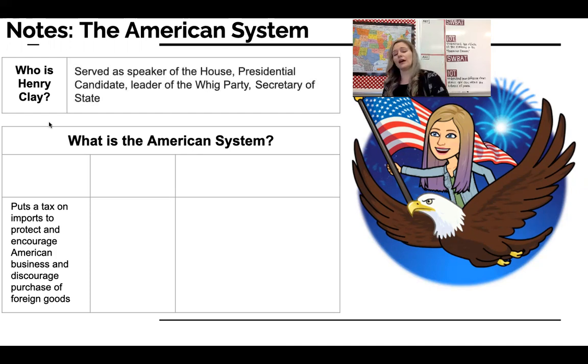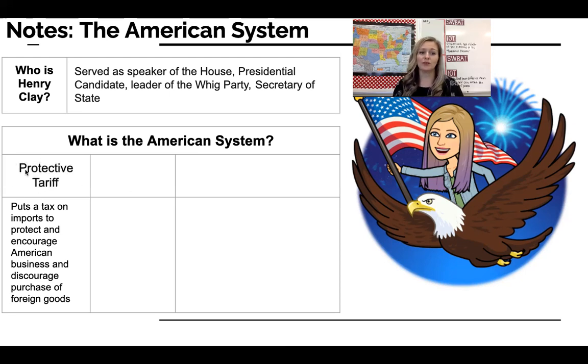Henry Clay served as Speaker of the House of Representatives. So he was the leader of the House. He was a presidential candidate at one point. He was the leader of the Whig Party, which is kind of like the party that replaces the Federalist Party when it dies out. And then at one point, he's also Secretary of State. And while having these influential positions and being in the House of Representatives, he introduces something known as the American system.